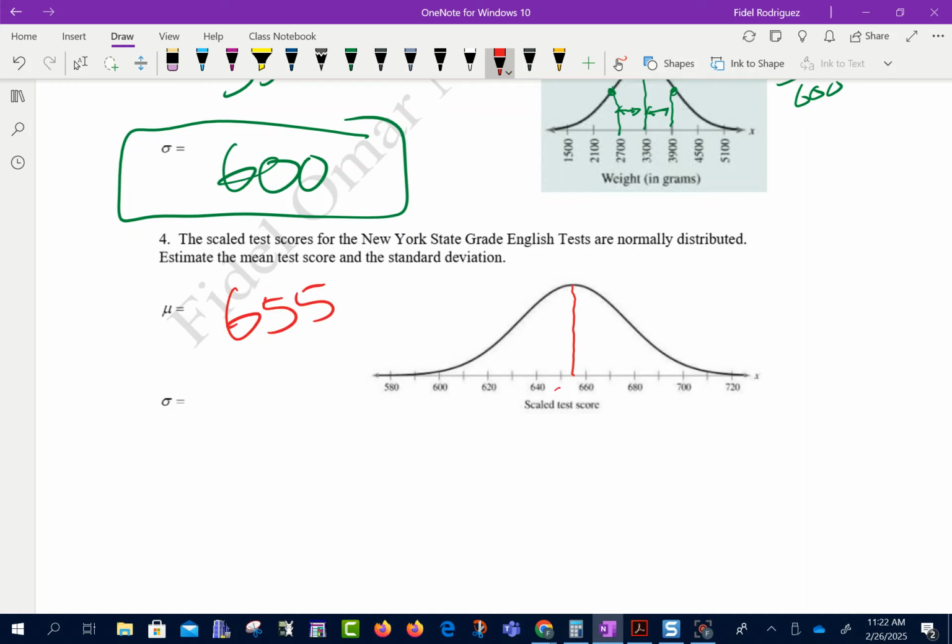Now, y'all, I'm going to come over here and find these 2 points, right about there. And I'm going to scroll down. And again, y'all, I'm kind of guessing here, right? So I might say, look, that might be 635. And if that's 655, my standard deviation is going to be about 20.